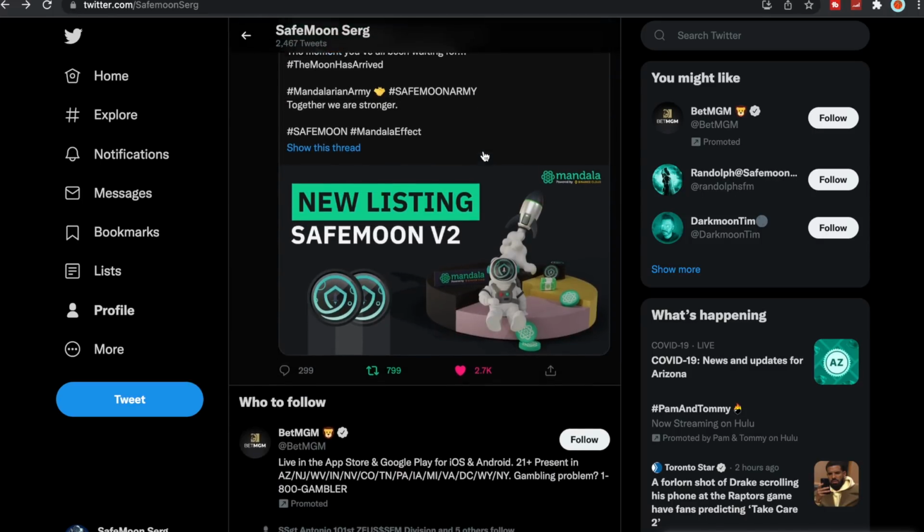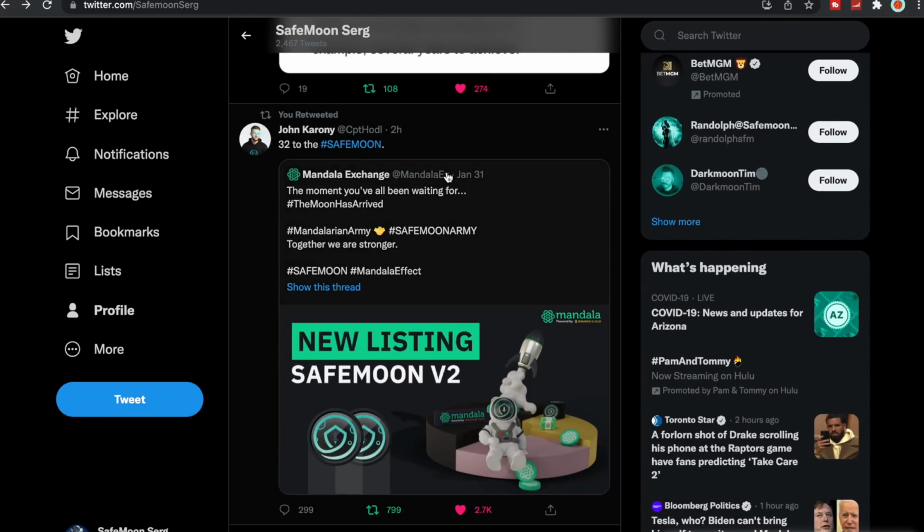As we continue to move forward, we finally had John tweet this out in regards to the Mandela exchange, even though we've already seen this. He said 32 to the safe hashtag Safemoon. What could this possibly mean? I don't know what 32 is. I think 32 is John's way to tell us something big is coming without telling us something big is coming. I think this is like his code word for us.